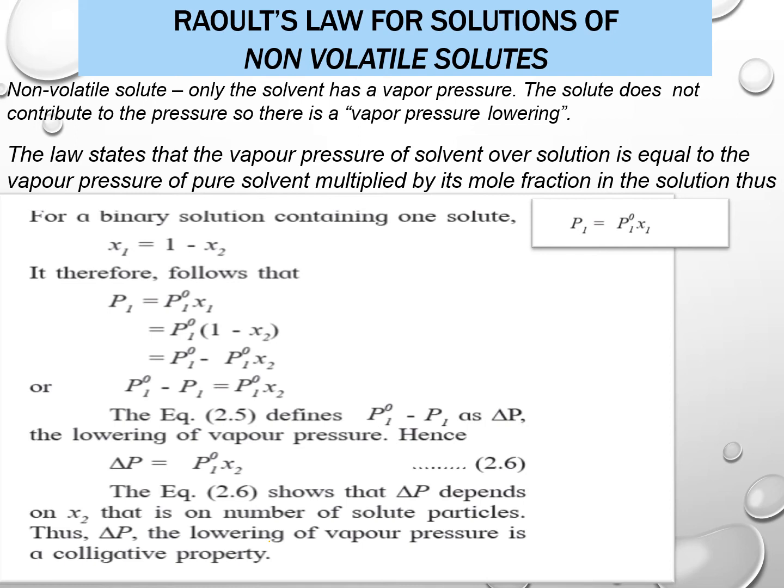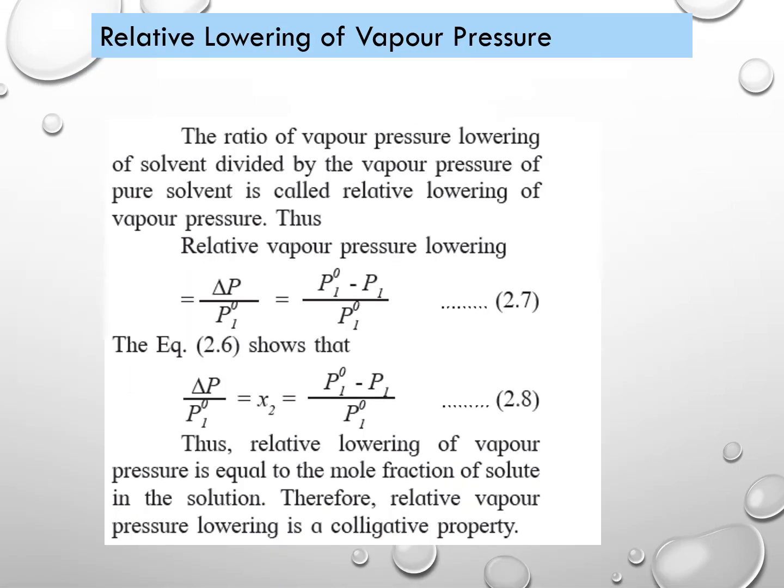That is the solvent. So for a binary solution containing one solute, we know that x1 is equal to 1 minus x2. Now suppose it follows that P1, because here we have only one factor contributing, so we are taking P1, the pressure P1 is equal to P1⁰ x1, which comes to P1⁰ minus P1⁰ x2. So the equation clearly defines that P1⁰ minus P1 is delta P, that is the lowering of vapor pressure, and hence delta P is equal to P1⁰ x2, and x2 is nothing but the mole fraction of the solute. So the equation shows that delta P depends on x2, that is the number of solute particles. So we can say lowering of vapor pressure is related to the number of solute particles.